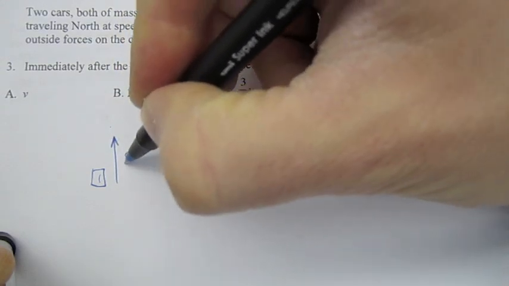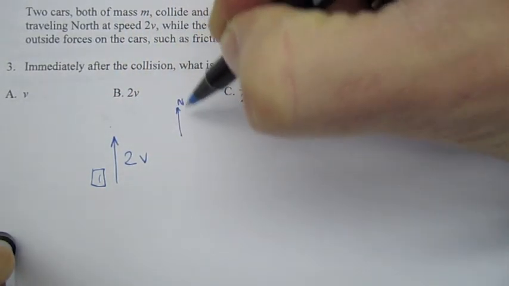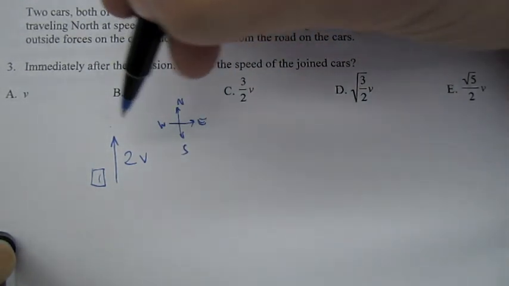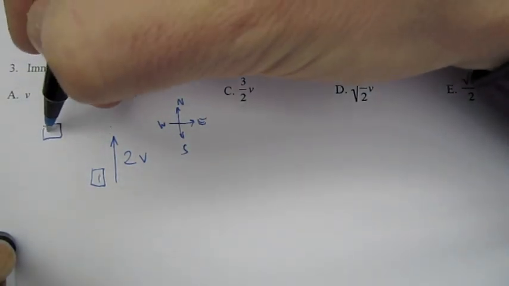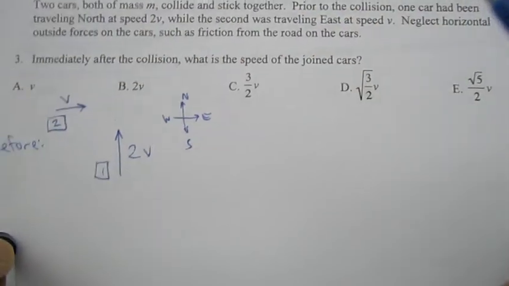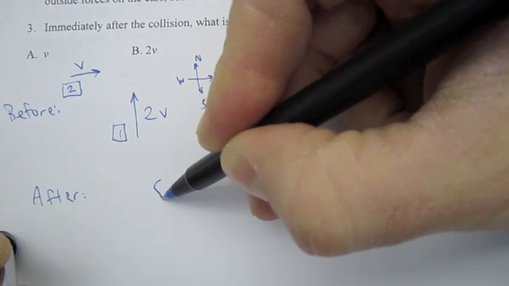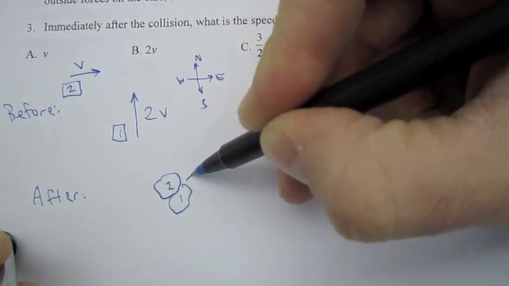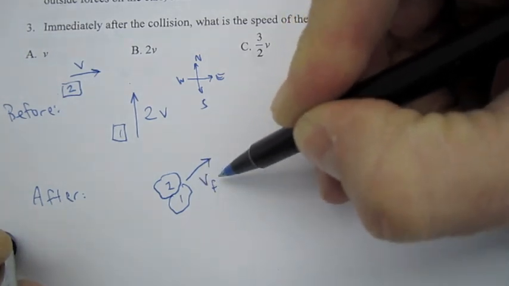Okay, so let's call the cars car 1, which is traveling north at 2v. We'll draw a little never eat shredded wheat symbol. And then car 2, this is going east at speed v. And that's before the collision. And then after the collision, they're squished together into this 1-2 mass, which is going up at some v final, which we don't know.